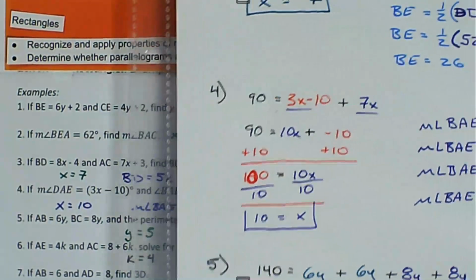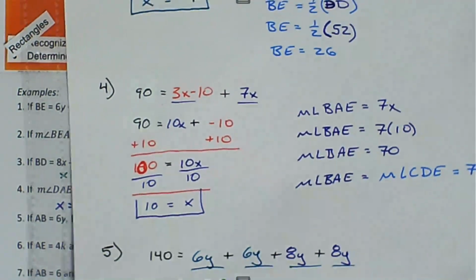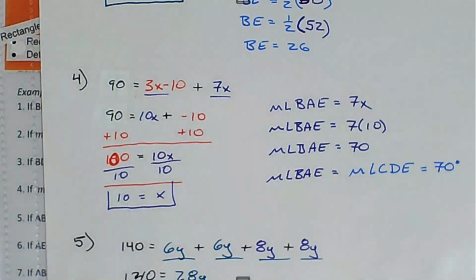So for number 4, we can substitute in, and we get 90 is equal to 3x minus 10 plus 7x. Combine our x's, and we get 90 is equal to 10x plus a negative 10. So we add 10 to both sides, and we get 100 is equal to 10x. Divide by 10, and we get 10 is equal to x. We know that measure of angle BAE is 7x, so we can substitute that in, and we get measure of angle BAE is 70, which is also equal to the measure of angle CDE, which is 70.